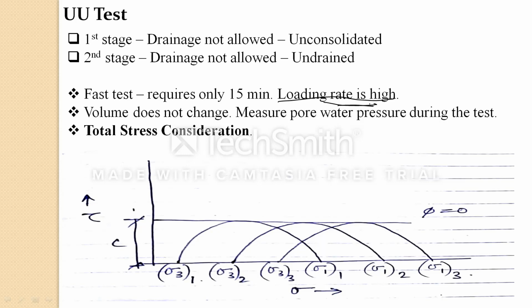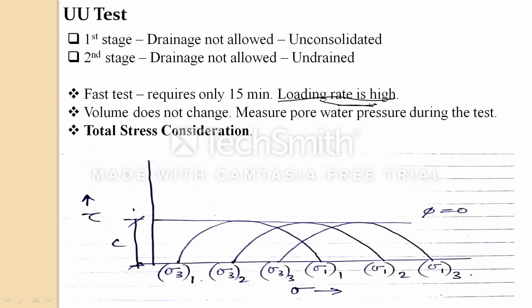Why high? Because if the loading rate is high, there will be no chance of removing the excess water pressure. That means the excess water pressure will not have any time to dissipate. So the loading rate should be as high as possible. So this particular test, the UU test, is quite fast.